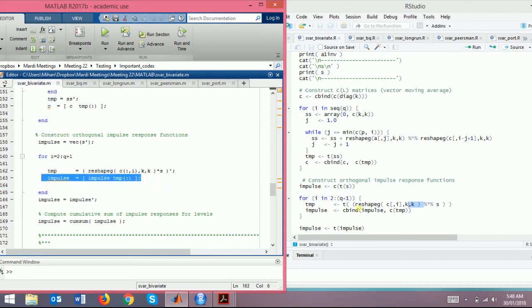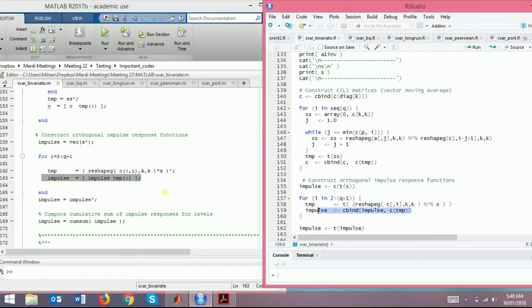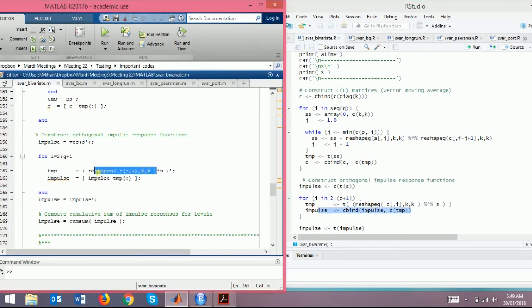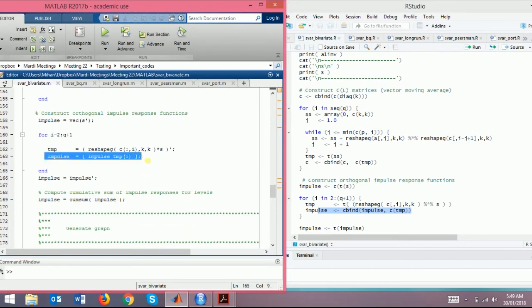So the orthogonalized impulse response function gives you an impulse matrix. Column bind. So this is the moving average up until I, kk, multiplied to S. Simple. And then we have impulse, and we take the transpose of it. So rows and columns are just changing. It really doesn't matter much. If you just plot impulse, you just want to change the plot, that's all. It is just for plotting. It will help you with plotting.